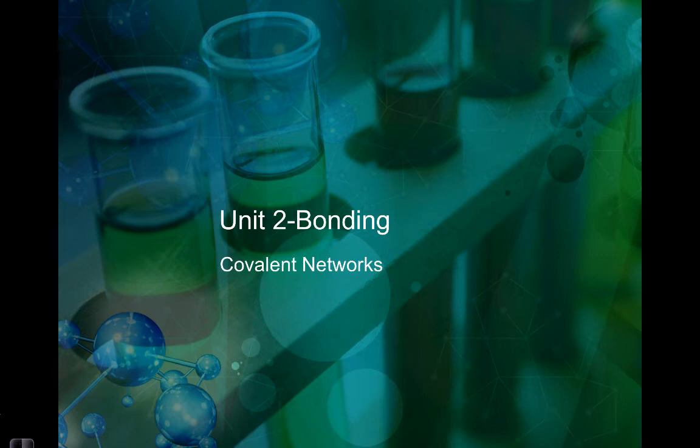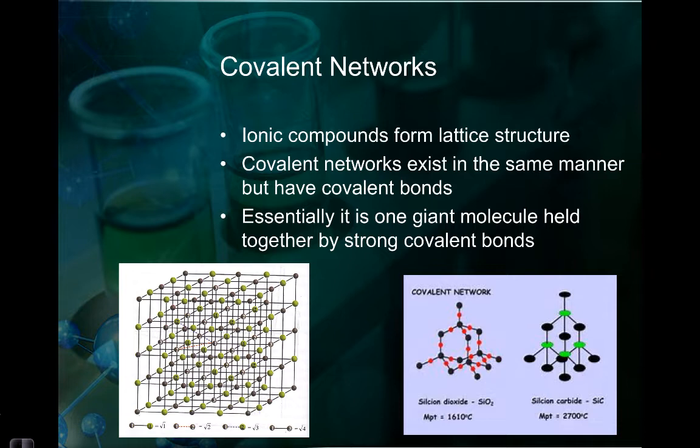Okay, so we're going to talk about covalent networks. Covalent networks are very similar to the crystal lattice structures that we see with ionic compounds. With an ionic compound, you're going to have that crystal lattice where it's positive, negative, and it's a very ordered and strong structure, which makes the melting point of ionic compounds very high because you have this crystal lattice structure.